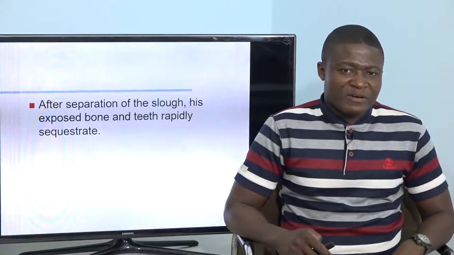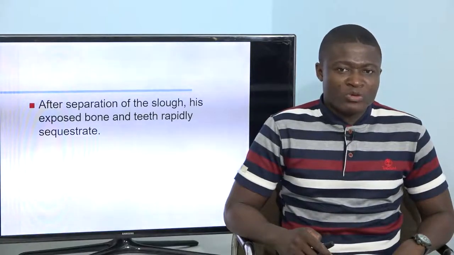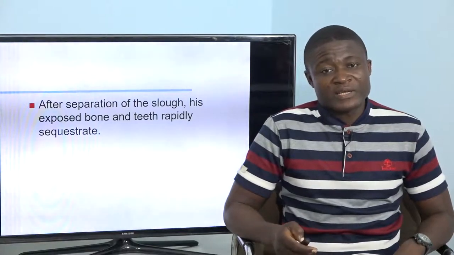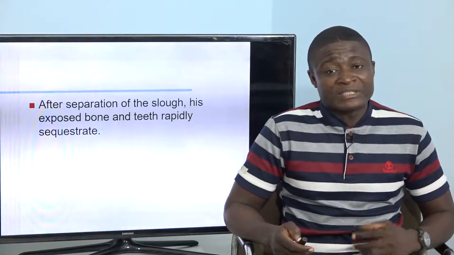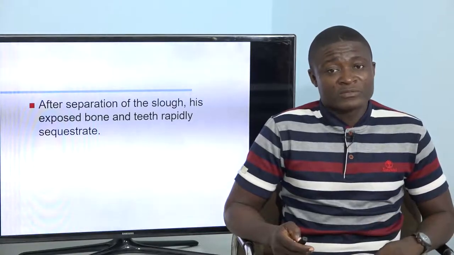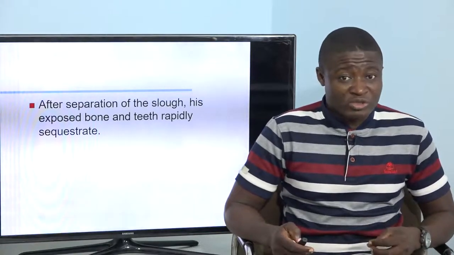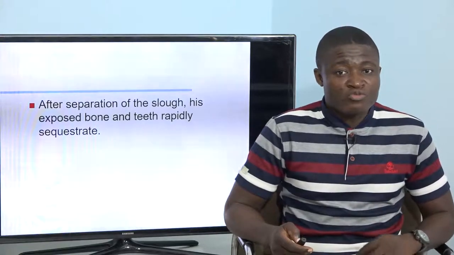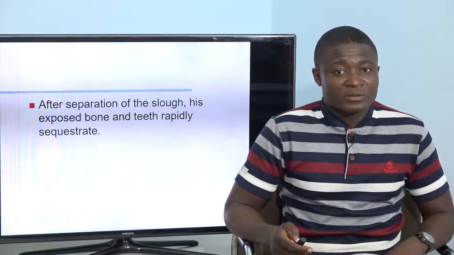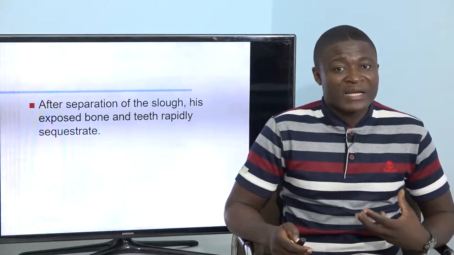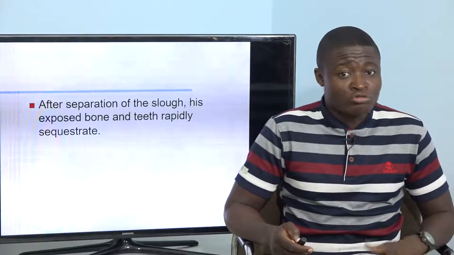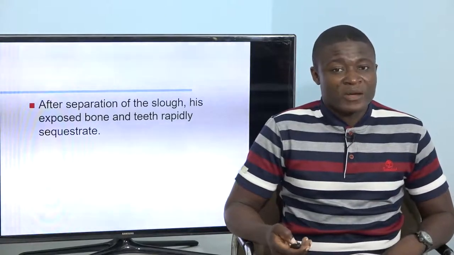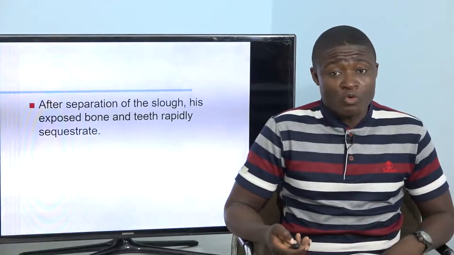After separation of the slough, the exposed bone and teeth rapidly sequestrate. So what we're trying to say is, the destroyed tissue, the wound, that's what we refer to as the slough or the dead tissue. When you remove the slough and the bones get exposed, the alveolar bone gets exposed, they rapidly sequestrate. Sequestrate is death of bone.